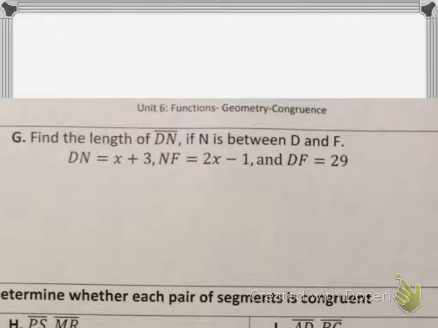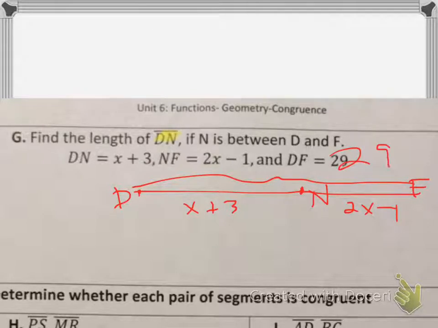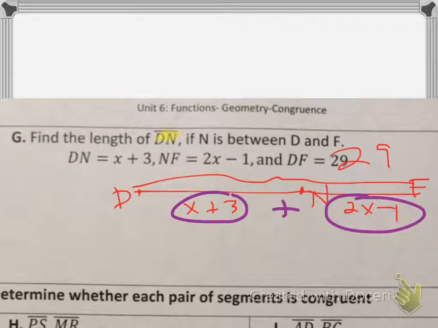All right, G says find the length of DN. I'm going to draw me a picture. This is going to be D. This is going to be N. It says find the length of DN. N is between D and F, which means F is over here somewhere. D to N is x plus 3. N to F is 2x minus 1. And the whole thing, DF, is 29. So I know this one plus this one equals 29.